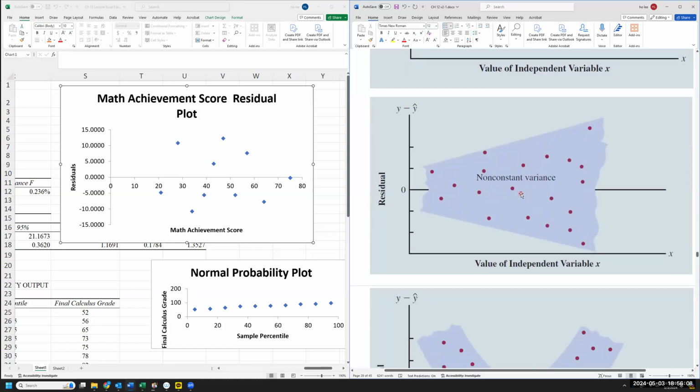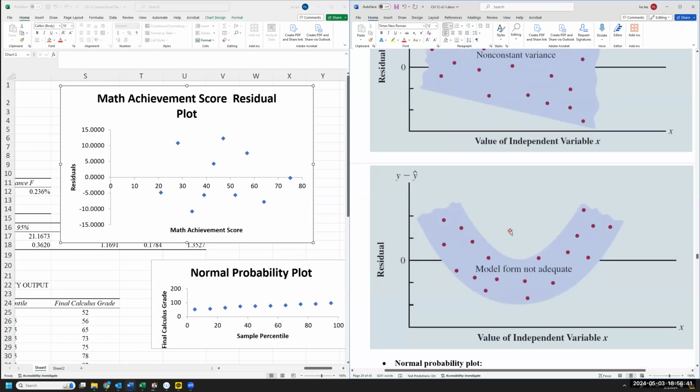This is one bad one, and it shows non-constant variance. As x increases, you can see the dispersion of the residuals gets wider. The variance here appears tighter or smaller than the variance where x is big. That's an indication that the assumption of constant variance is incorrect, and you're going to have to do something to correct for that.